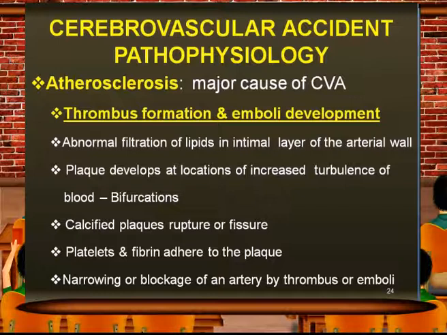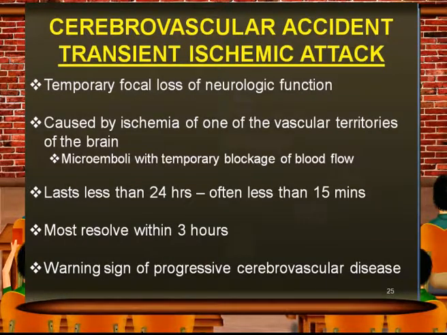The transient ischemic attack leads to a temporary focal neurologic loss caused by ischemia of one or more vascular territories. The microemboli cause temporary blockage of the blood flow lasting less than 24 hours, often less than 15 minutes, and mostly resolving within 3 hours. Warning signs of progressive cerebrovascular diseases.